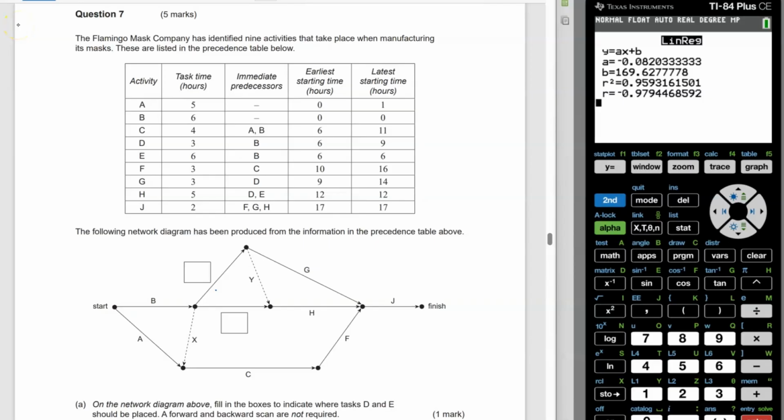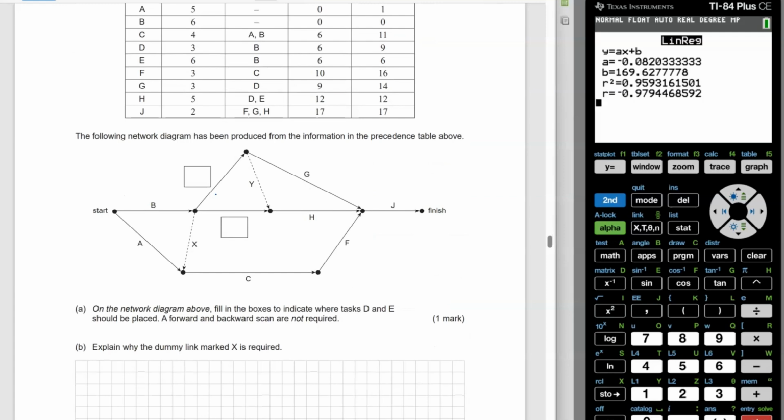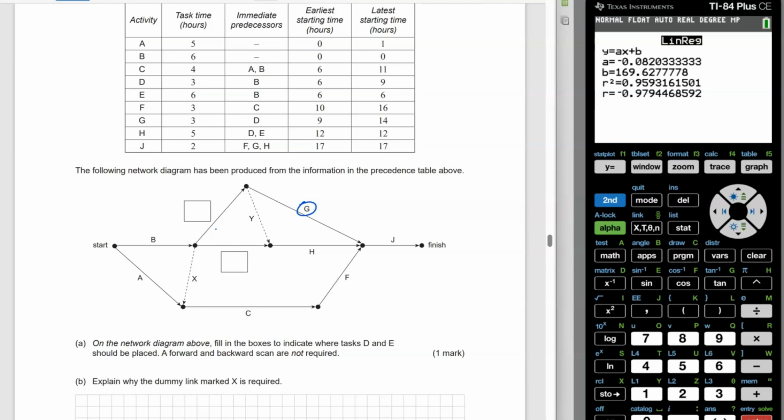So for question 7, we're starting off with a precedence table, and it's got to do with the manufacturing of masks. The first part of the question wants us to fill in the corresponding network because there are 2 boxes that need completing. To do that, we're going to be looking at where these tasks point. You can see that this one, G, requires whatever's in this first box to be completed first as a prerequisite.